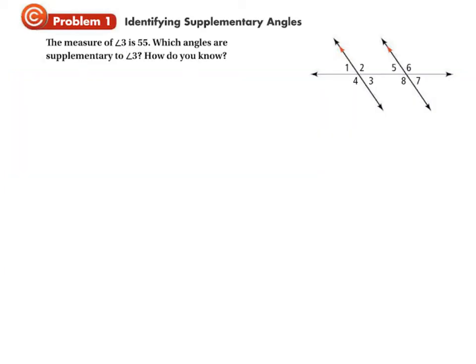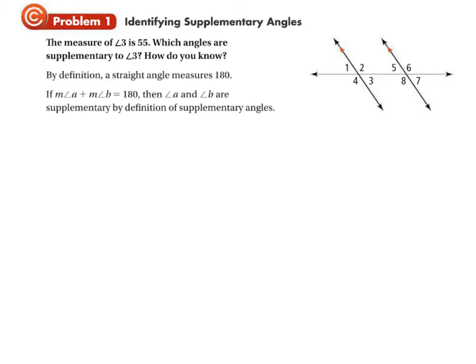The measure of angle 3 is 55. Which angles are supplementary to angle 3? How do you know this? Neat. Watch what we know. First, by definition, a straight angle measures 180. And where do we see a straight angle compared to 3? We see it right here, and we see it right here.